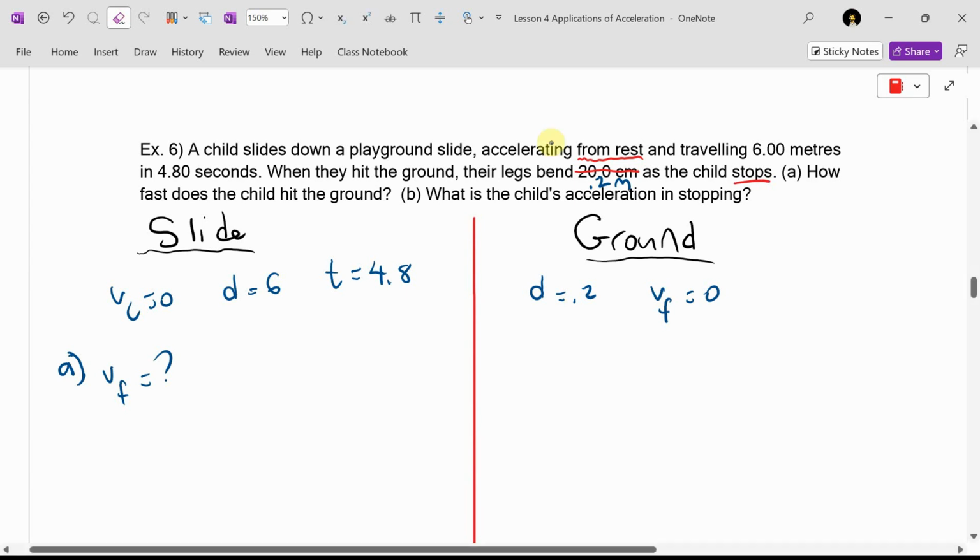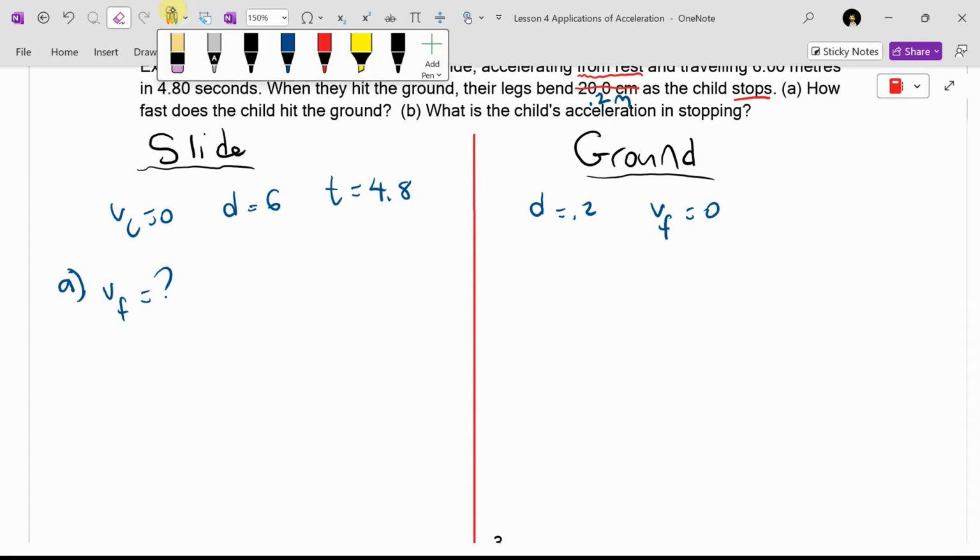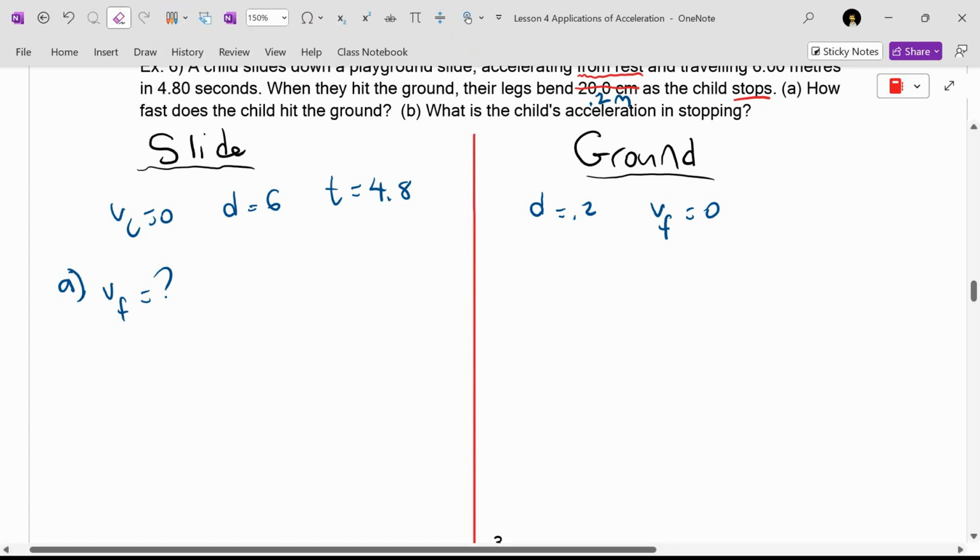Hey folks, I'm looking for an equation that's got a VF, a VI, a D, and a T in it. There is one. Christian, you can find the equation. Yeah, it's the one with the bracket, the second one. VI plus VF, close bracket, times T. You said it correctly.